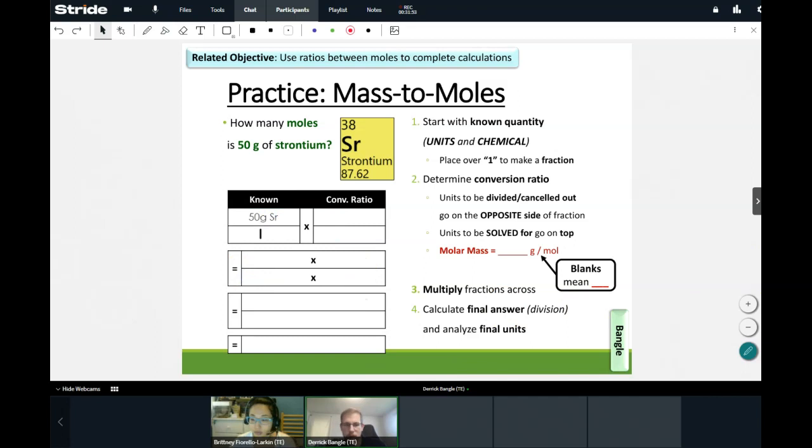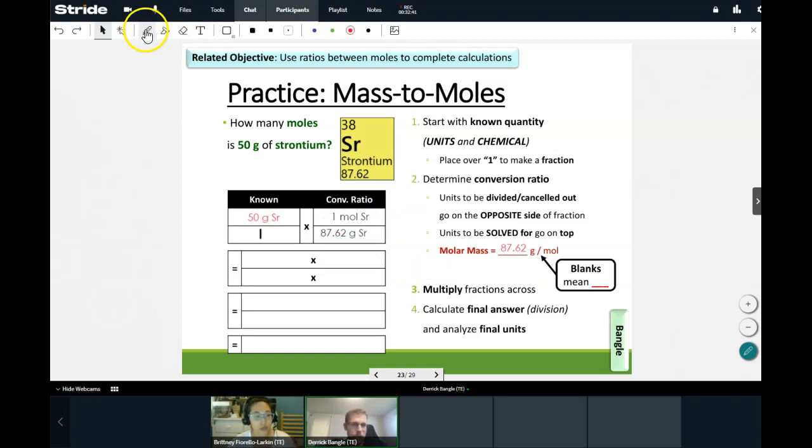And then our conversion ratio is going to come from some standard that they're giving to us. The only standard that we have is, of course, the molar mass. The molar mass is in grams per mole, so we can turn it into a fraction, with the grams going on the bottom: 87.62 grams of strontium. And then on top is going to be 1 mole of strontium. So canceling out grams of strontium, we're going to be left with moles.